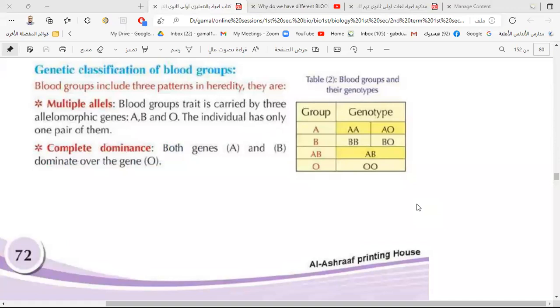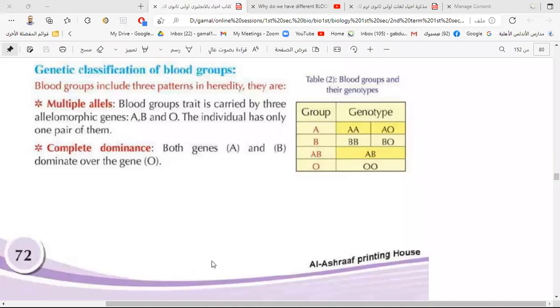You know that every one of us has a certain blood group. And we have 4 different blood groups. We call them phenotypes, 4 different phenotypes: blood group A, blood group B, blood group AB, and blood group O. Okay?